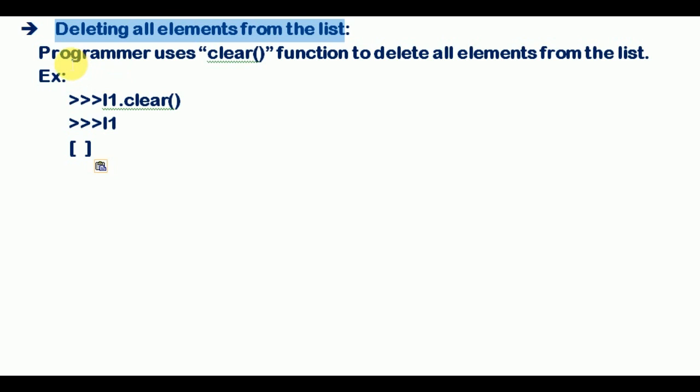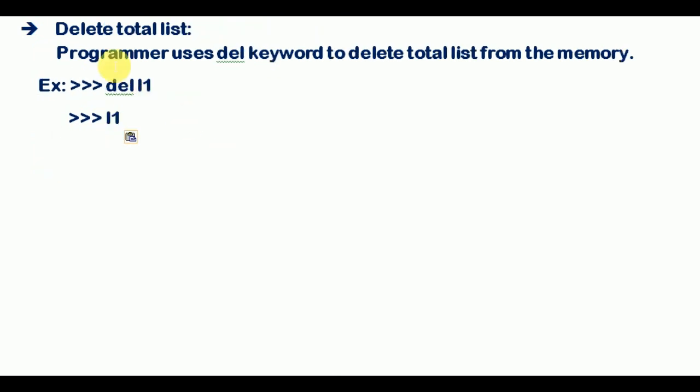Now next one is deleting all elements from the list. So how we can delete or clear all the elements? So programmer uses clear function to delete all the elements from the list. How? So here we use L1.clear, and when we display the value of list L1, then this would be a blank list.